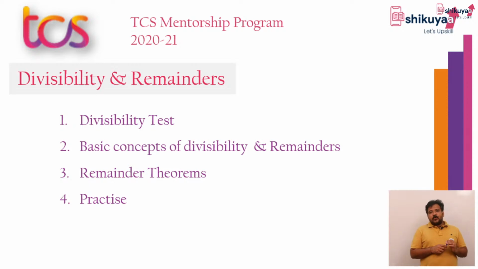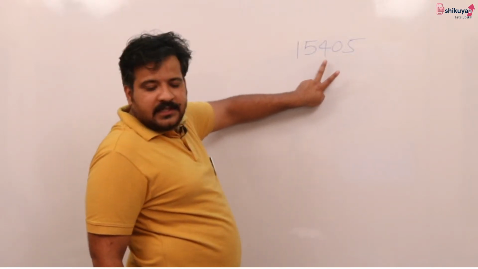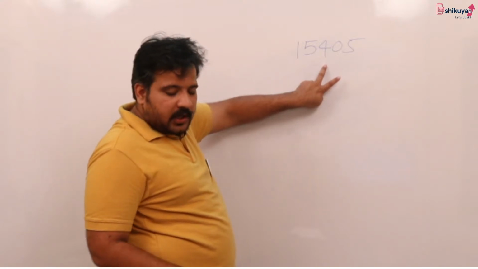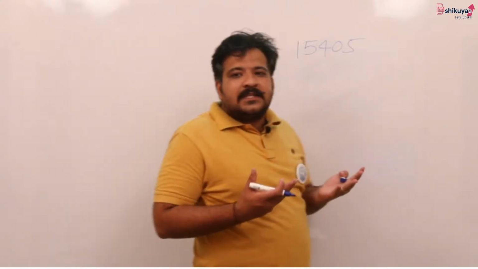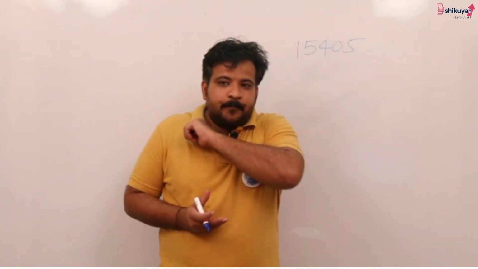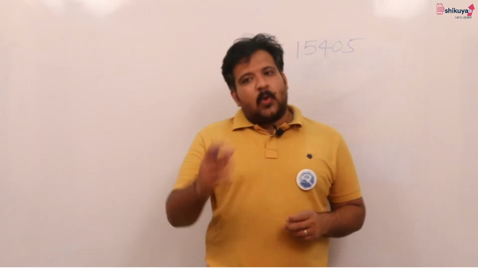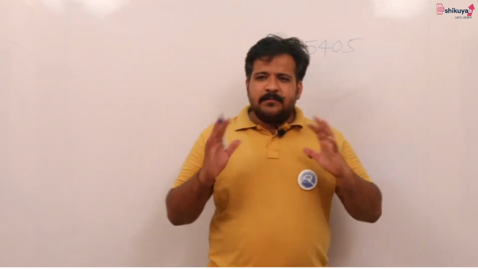For example, if I want to check the number 15405, if I want to find out whether this number is divisible by 13 or not. Now this is really important: there are some conventional techniques to find out whether this number is divisible by 13 or not. But I think those conventional techniques are not going to work when it comes to competitive examinations or this employability test. I have a very simple technique for you all.